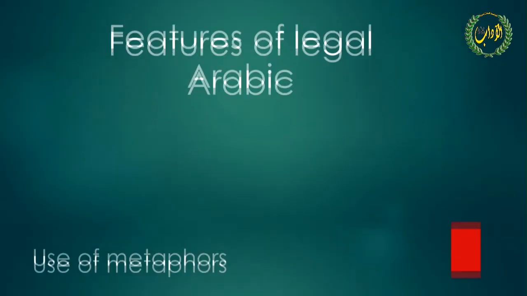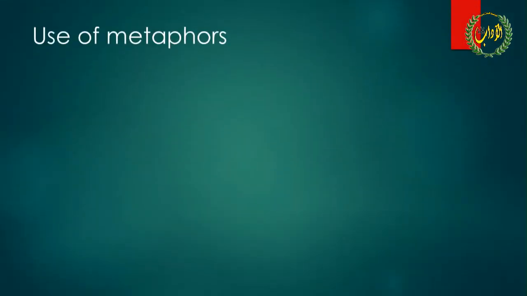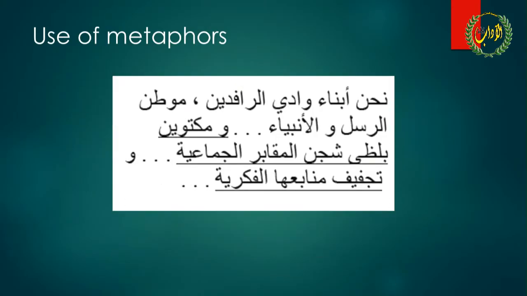Features of legal Arabic. Now we get to know the features of legal Arabic. The use of metaphors. As you can see here, we have the use of metaphors. This is an example taken from the Iraqi constitution. The example here reads as follows: ومكتوين بلظى شجن المقابر الجماعية وتجفيف منابع الفكرية. So as you can see, in this Arabic legal text, we see the use of metaphors. And this is a characteristic of legal Arabic text.